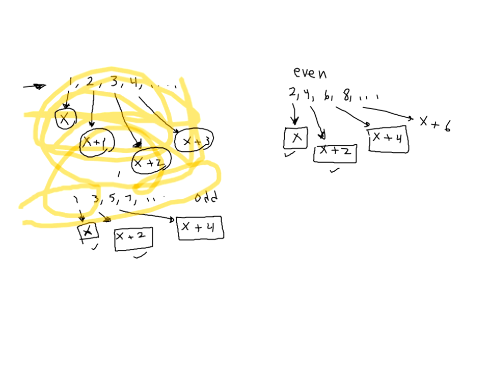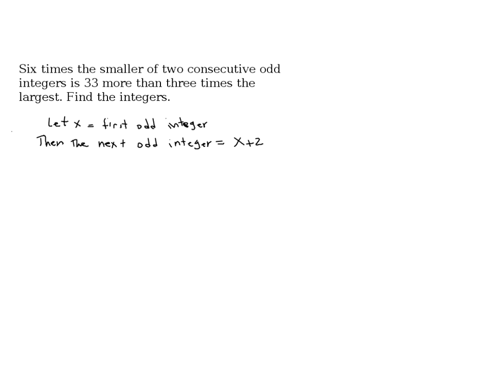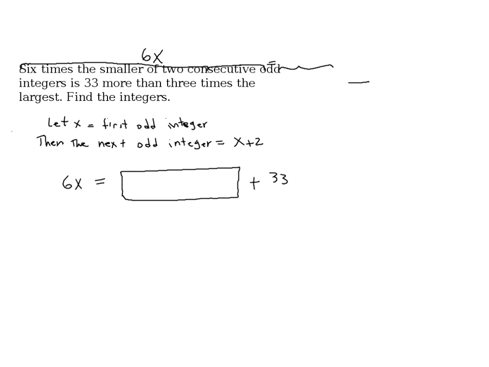Now we need to fill out the equation. So you're saying the equation would look like what? 6x equals 3 times x plus 2 plus 33. Very good. Let's break this down. 6 times the smaller of 2 integers would be 6x, is equal to 33 more than something. 33 more than what? More than 3 times the larger. The larger one is x plus 2, so 3 times that would be 3 times x plus 2. Does that make sense?